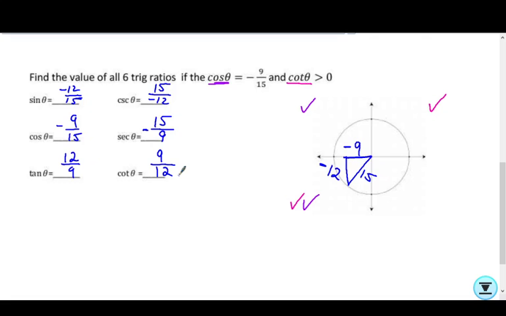And there you go. So again, it's just like what we've been doing last week, where we're setting up our triangle, using those values to find all of them instead of just one of them like we did last week.